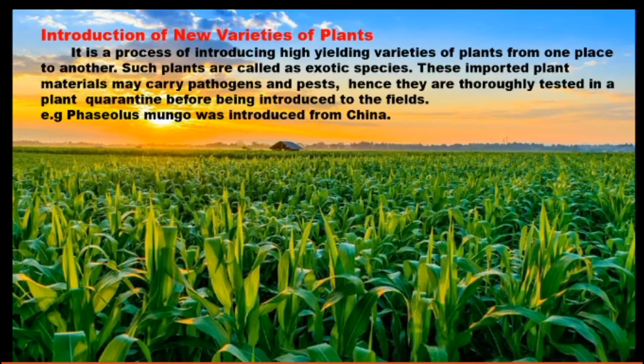Phaseolus mungo was introduced from China. So we cultivate this in our country, but it comes from China. After cultivating these plants, China tested all the new varieties, and after that they were imported to India. This is one of the things, the introduction of new varieties of plants. We call these exotic species because they come from foreign countries.